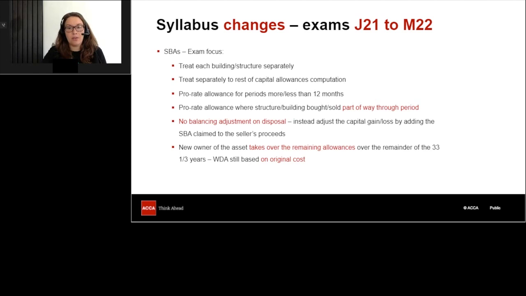So a little bit more on this then, thinking about how you might deal with the types of issues in the exam around this. I've mentioned some of the complications already around SBAs. So in terms of approaching your answer, you want to treat each building or structure separately if there's more than one in the question. And you would want to treat it separately as well to any plant and machinery allowances that you are calculating. So SBAs do not impact on your plant and machinery calculations.